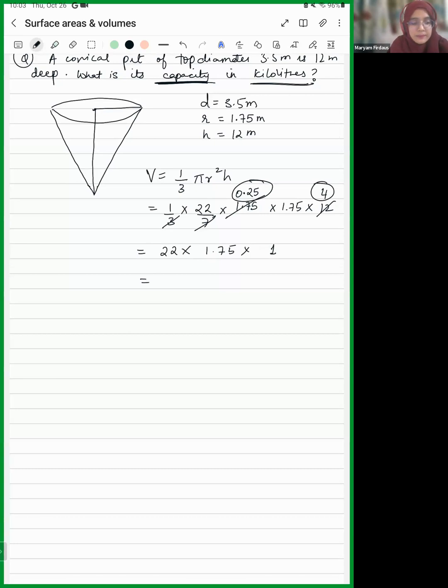385. That, ma'am, 38.5. Okay. So the volume is 38.5 what? Ma'am, centimeter cube. What is this? Meter cube. Be very careful.